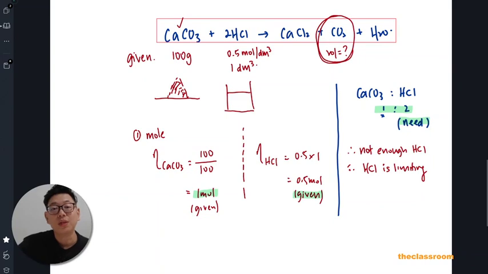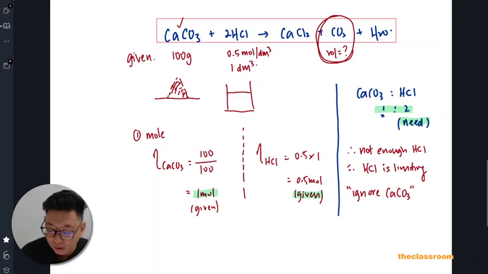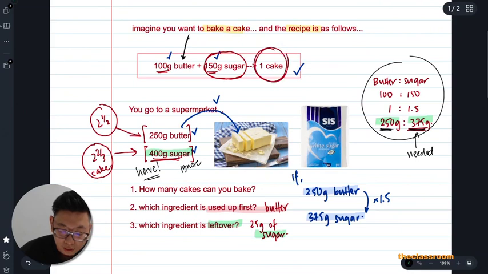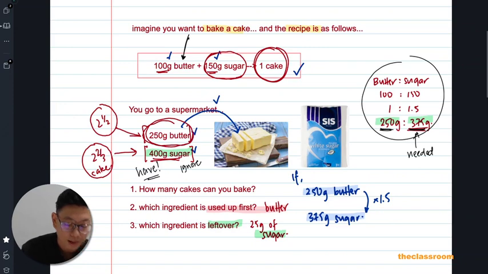And so your product always depends on what is limiting, what is used up first. And so we will ignore your calcium carbonate. Because why? I can give you 100 grams, 200 grams, 1,000 grams. It doesn't matter because it's excess. It will not affect carbon dioxide. Your carbon dioxide will always depend on the limiting. Again, back to the cake example, right? The number of cakes you can bake depends on which ingredient is used up first, which in this case is the butter. Once I run out of butter, I'm done. I don't care how much sugar I'm given. It could be 400 grams, 500 grams, 1,000 grams. It doesn't matter because why? Butter is limiting. So always look at the limiting to figure out how much product you can get.